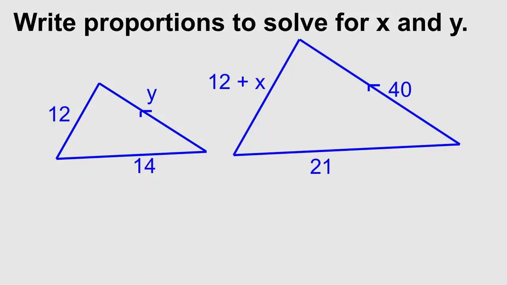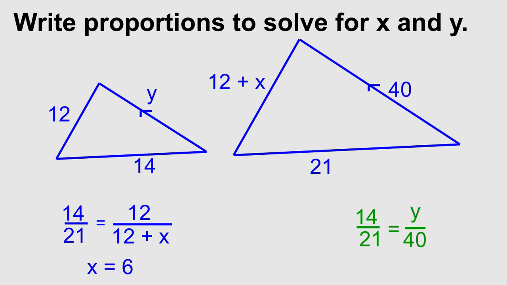All right, I'm going to show you just two different visuals. So here's what it would look like if you had it drawn as two separate triangles. Here's what your proportion would look like when you're trying to solve for x. And then you'd end up getting 6. For y, you'd use the 14 and the 21 equals y over 40. And when you solve that, you'd get 26.67.